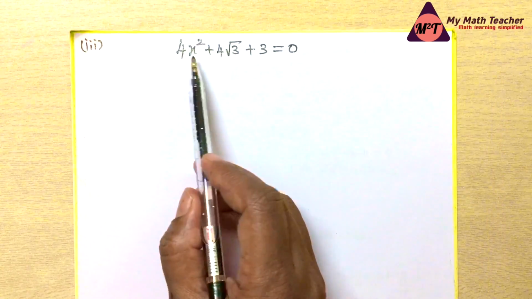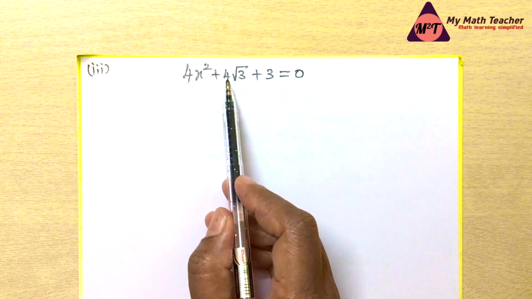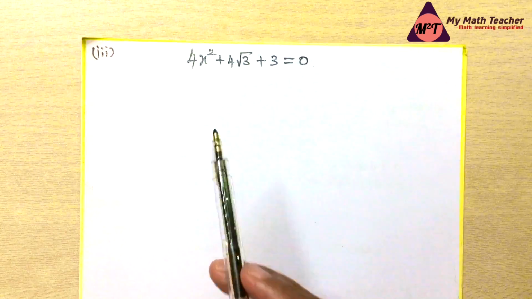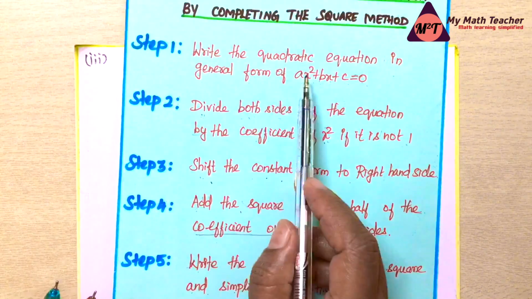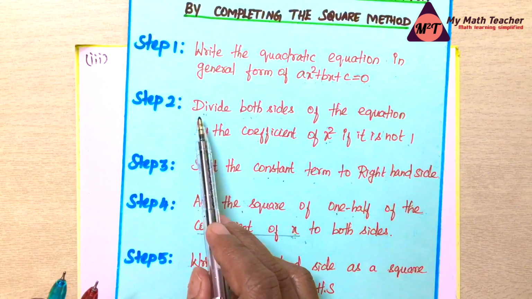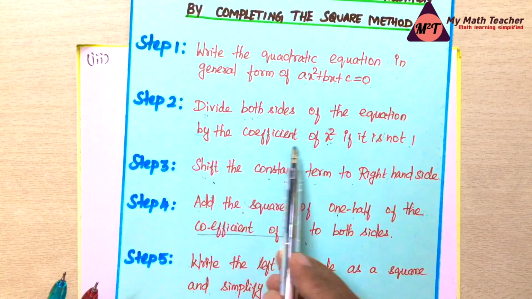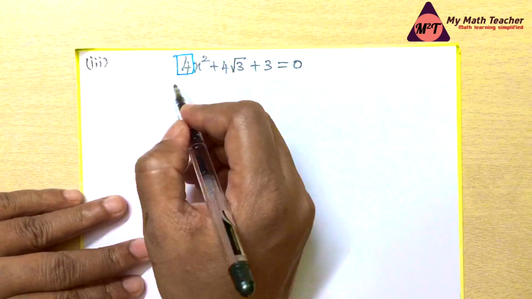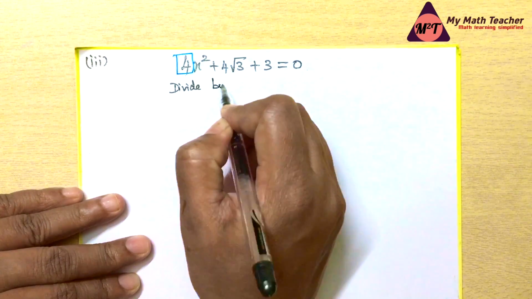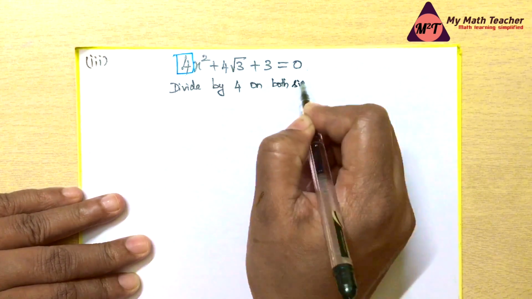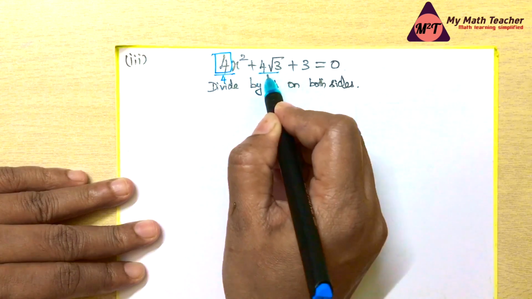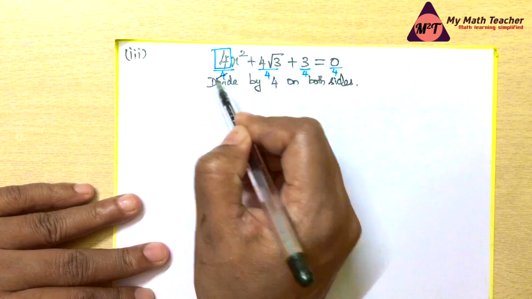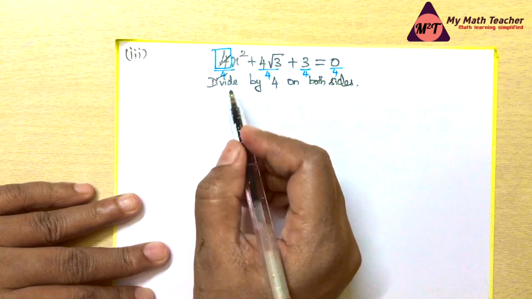Third subdivision is 4x square plus 4 root 3 plus 3 is equal to 0. As you know, this is the first step. After checking whether it is a quadratic equation or not, we have to divide by the coefficient of x square. Divide the entire equation by 4. Divide by 4, divide by 4, divide by 4. Now 4 and 4 will get divided here. 4 divided by 4 is 1.